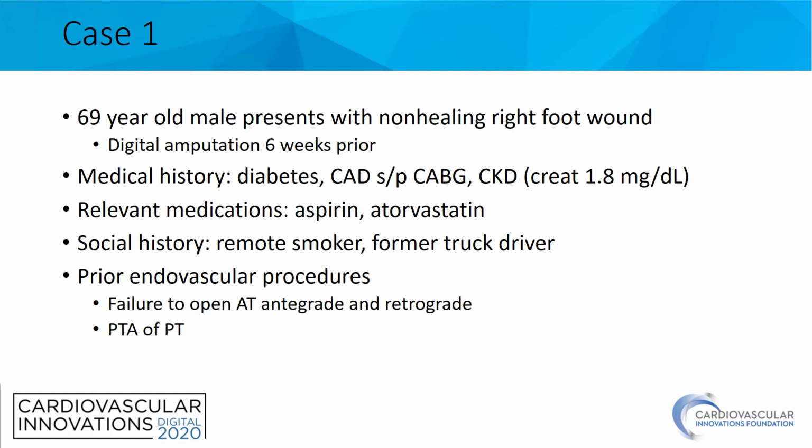Of note, he had undergone amputations of his second and third toes about 6 weeks prior at an outside hospital. He had relevant comorbidities, including diabetes as well as coronary artery disease, and had undergone prior bypass grafting. Additionally, he had chronic kidney disease with a baseline creatinine of around 1.8 to 2.0. He was on appropriate medicines for his history of peripheral artery disease. He did smoke in the past, but no longer, and is currently retired from truck driving.